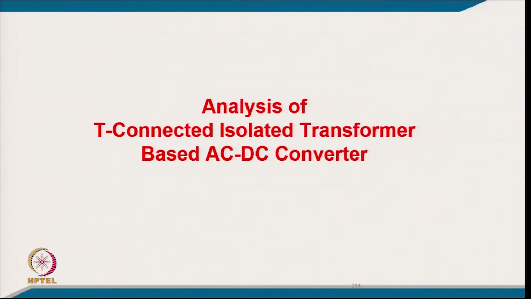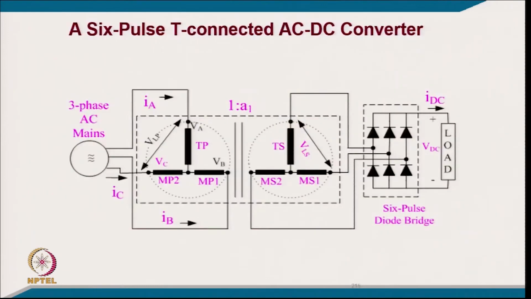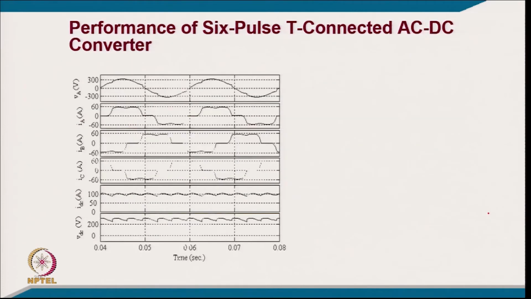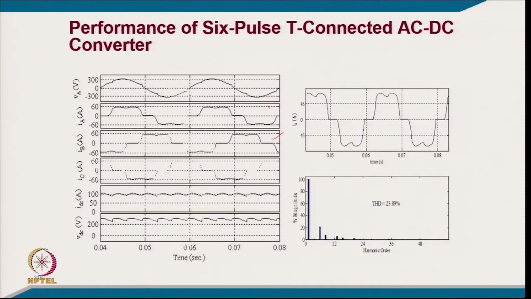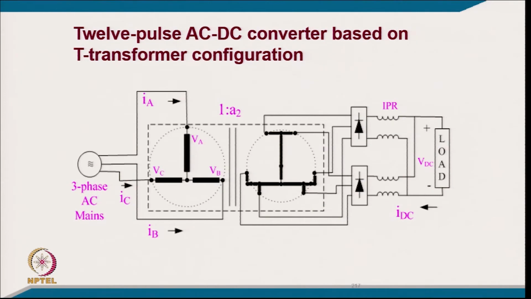And while coming to the analysis of the T connected isolated transformer, you can see how the T connection is made. We are applying a 3 phase balanced supply and getting a 3 phase balanced supply. The very purpose of this is just to provide isolation and scale the voltage to what you want for the rectifier. That is the T connection for 6 pulse, and this is how the current looks because of leakage. It is not a square wave, it does not have sharp notches, and THD goes from 31% to 23.89% because of the source inductance. And this is your 12 pulse.